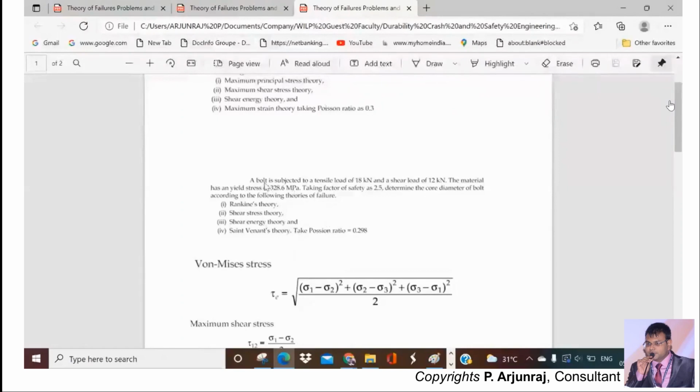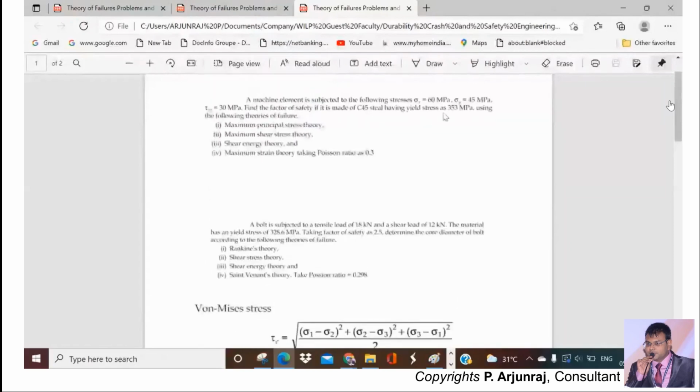And here, as per the problem statement, a bolt is subject to a tensile load. They have given the tensile load value as 18 kilonewton. And they have also given the shear load, which is equal to 12 kilonewton. And here they have also given the yield stress of the material. They did not mention the grade of the material, but the material being used has 328.6 MPa. So it can also be close to the C45 steel material.